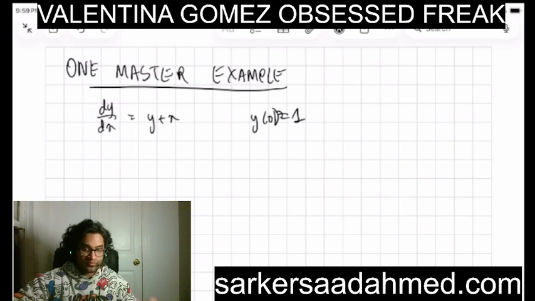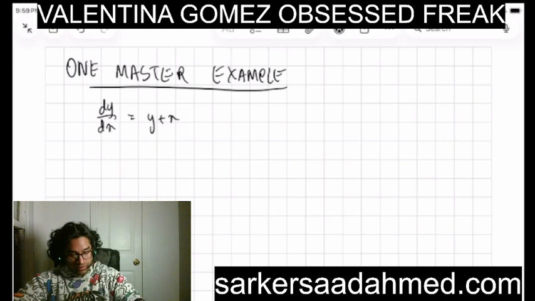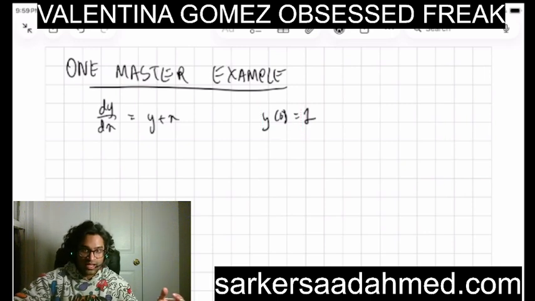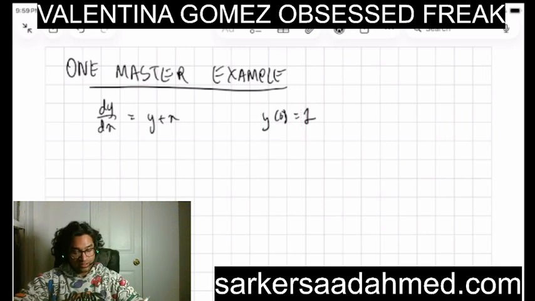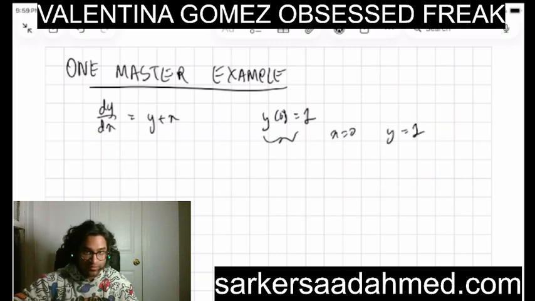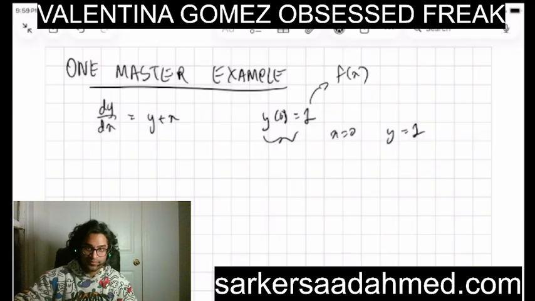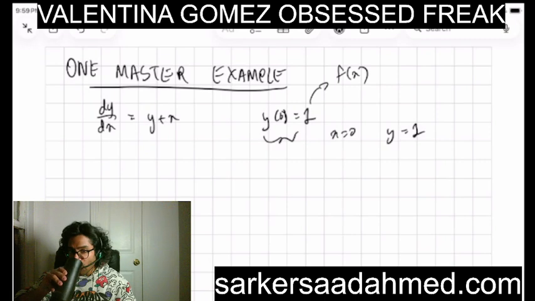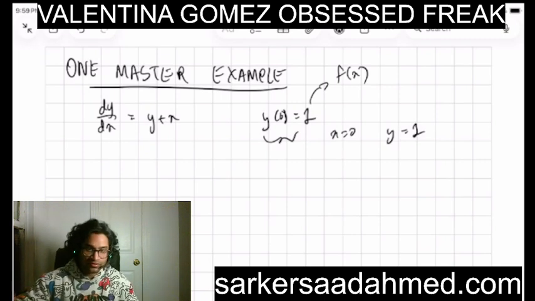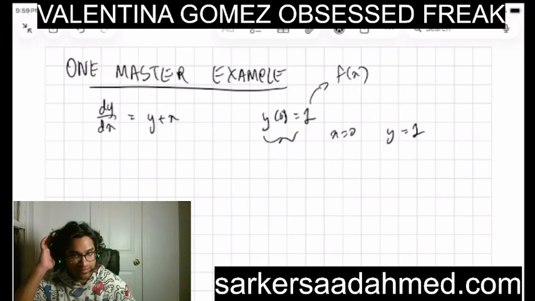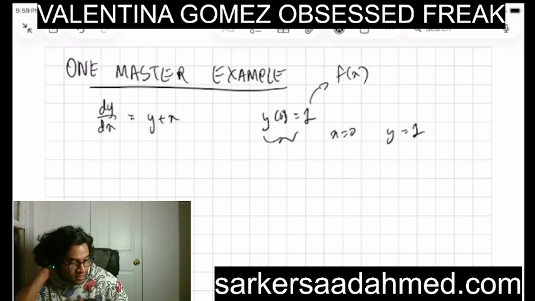Now we're given one derivative equation where dy by dx is y plus x and y of 0 being 1. This indicates that when x is 0, y is 1. Or you can also say this as f of x, right? So this can also be considered as f of x.